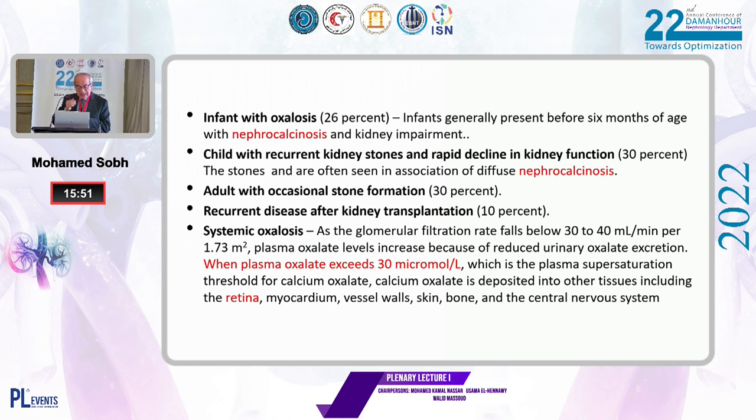When plasma oxalate exceeds 30 micromole per liter, which is the plasma supersaturation threshold for calcium oxalate, it is deposited into other tissue, including retina, myocardium, vessel wall, skin, bone, and central nervous system, everywhere.